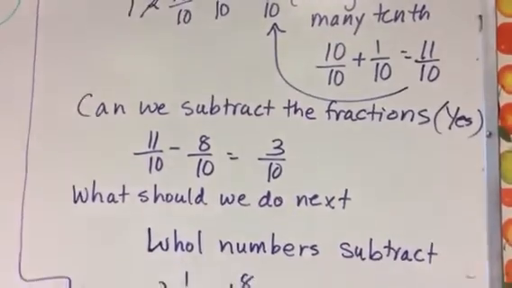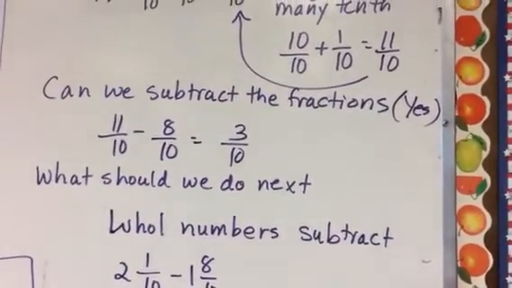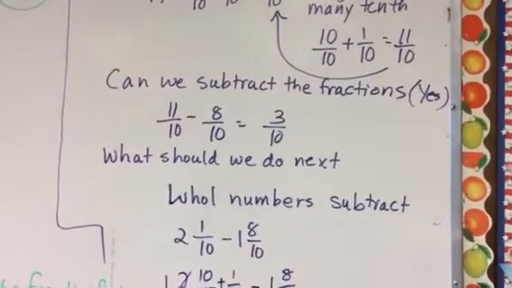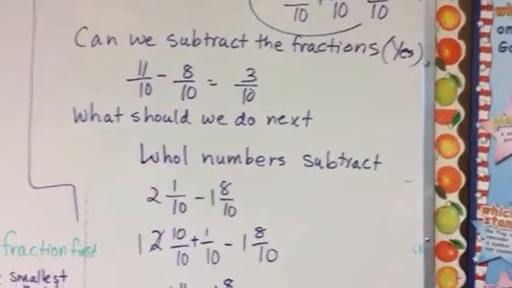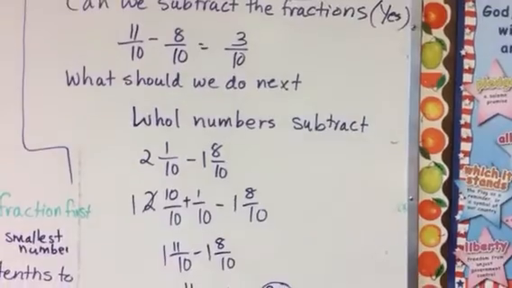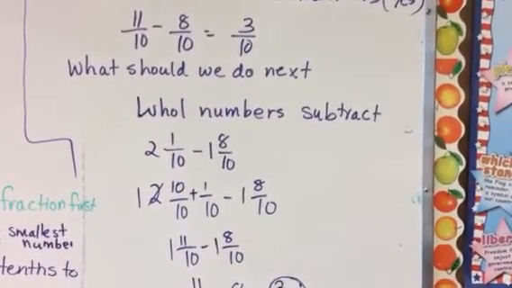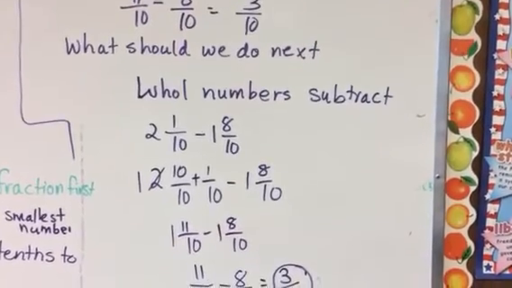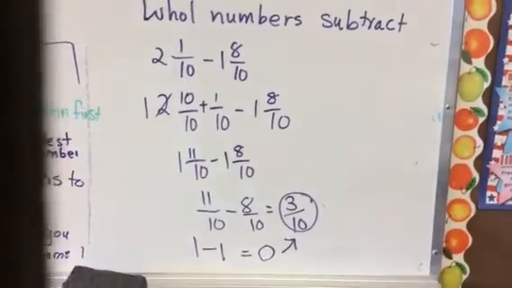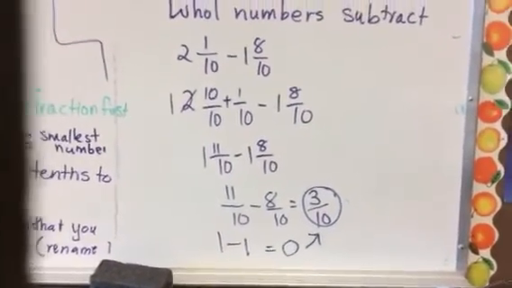What should we do next? Subtract the whole numbers. Going back again, doing the whole problem again. 1 10/10 plus 1/10 minus 1 8/10. 1 11/10 minus 1 8/10. 11 minus 8 gives you 3/10. And 1 minus 1 is 0. So the answer is 3/10.